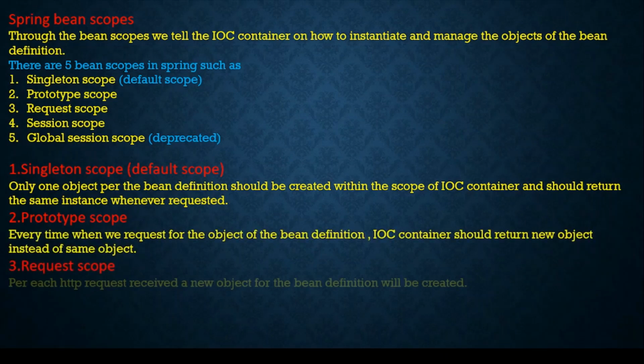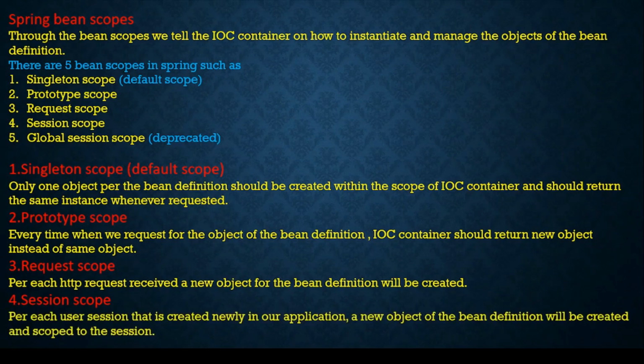Then the request scope is specific to each HTTP request received. Whenever our application gets an HTTP request, the Spring IOC container creates a new object for each HTTP request. That is what is called request scope. Then session scope: for each user session, a new object will be created. Request and session scope we will study as part of web applications, but let me focus on the singleton and prototype scope for this video.